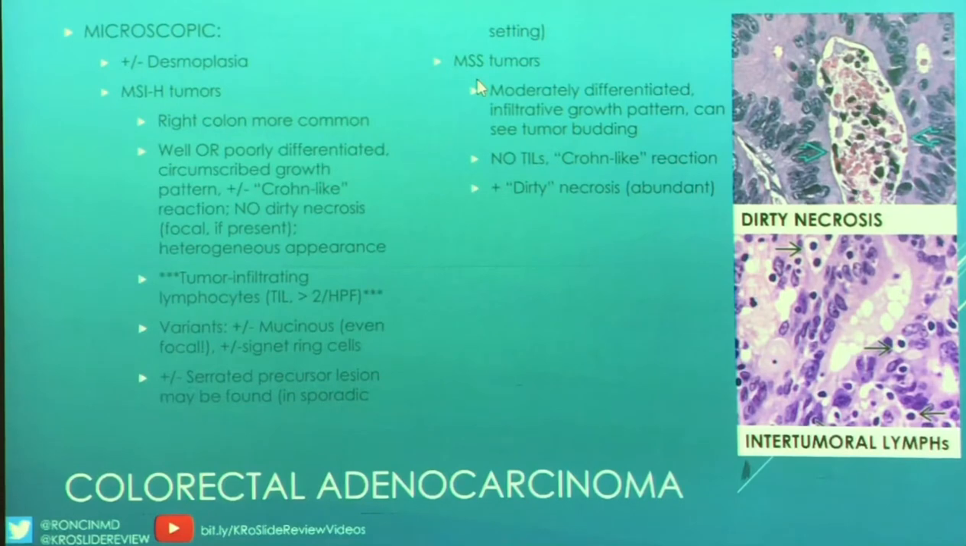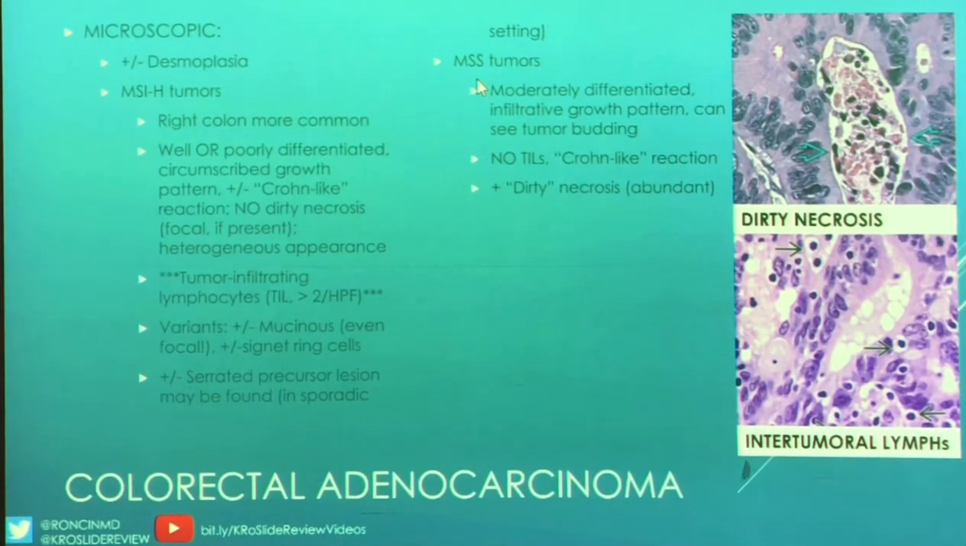When you have a microsatellite stable lesion, these tend to be the moderately differentiated adenocarcinomas. They are infiltrative, and you can see tumor budding as well with these. They don't have the tumor infiltrating lymphocytes. They don't have that Crohn's-like reaction, but they will have lots of that dirty necrosis. So that's why I put the picture of the dirty necrosis on the top right. So you see that we have all the pink necrotic areas and lots of neutrophils as well.